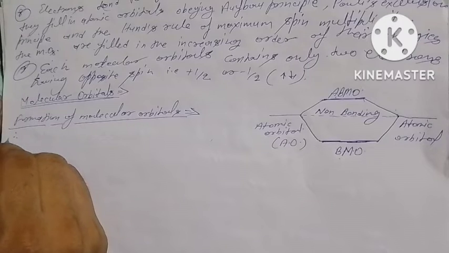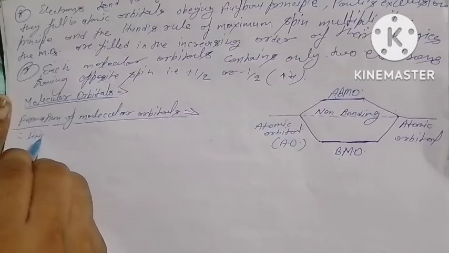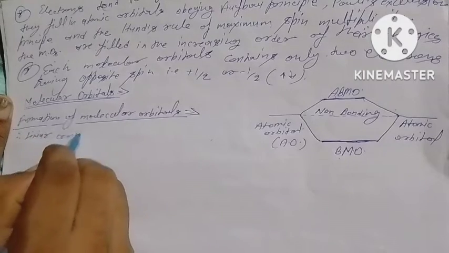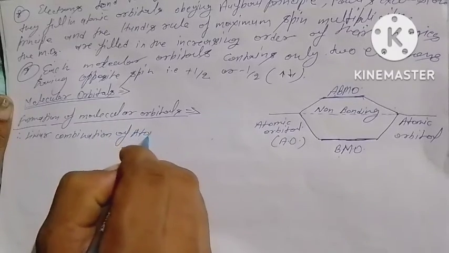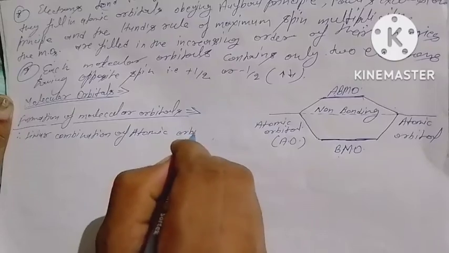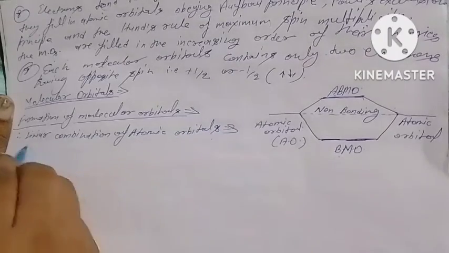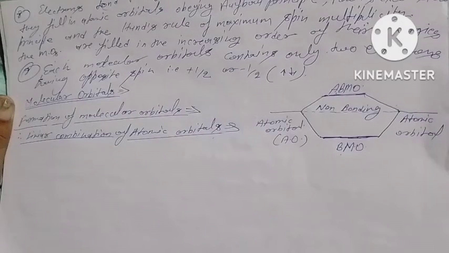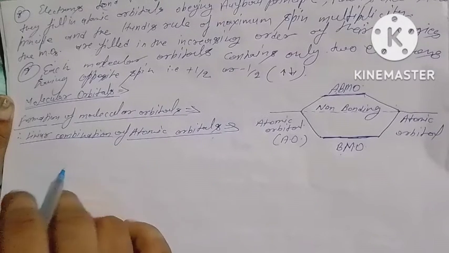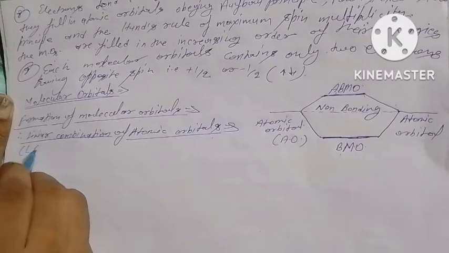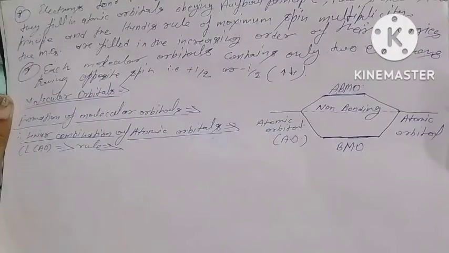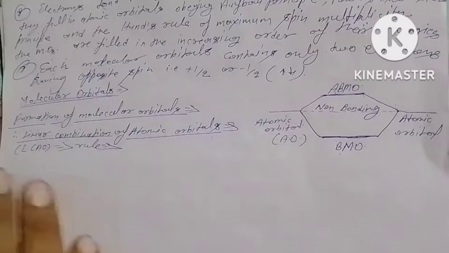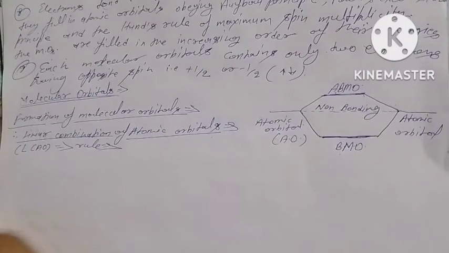First, the linear combination of atomic orbitals, LCAO, rule. The molecular orbitals can be obtained by the method of linear combination of atomic orbitals, LCAO.